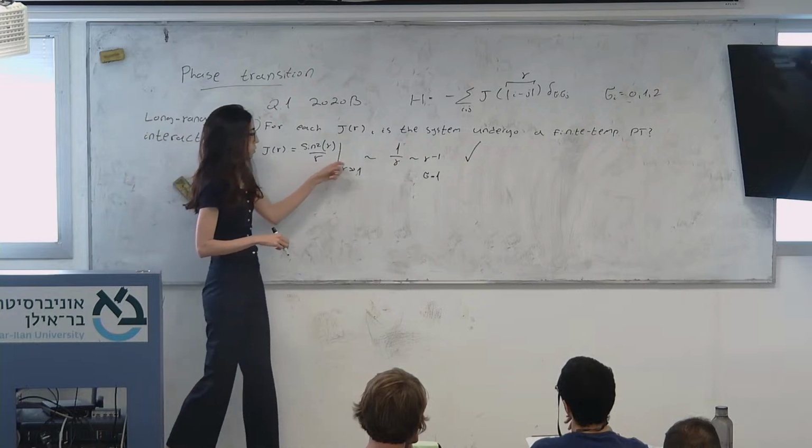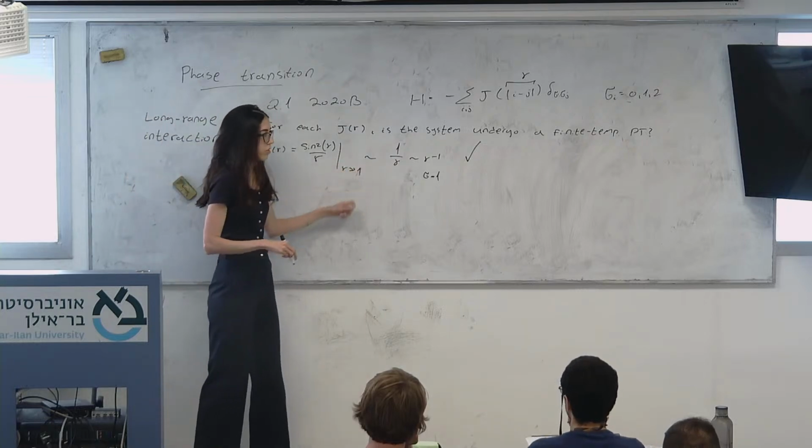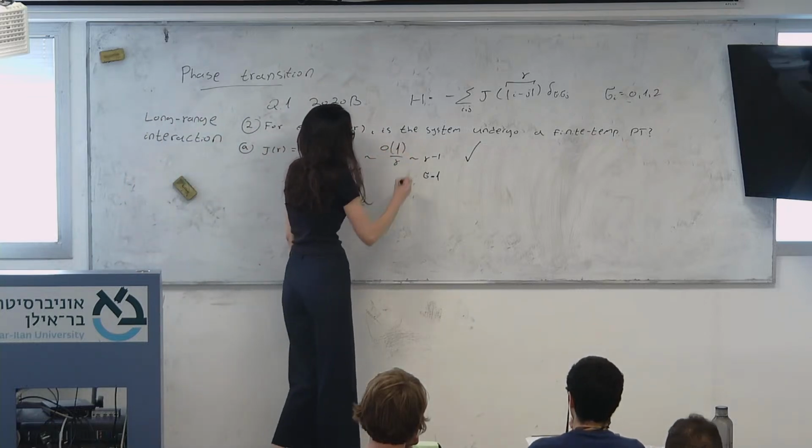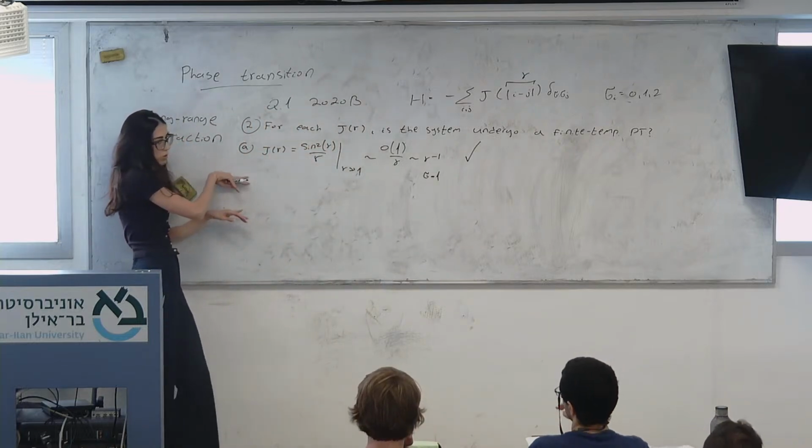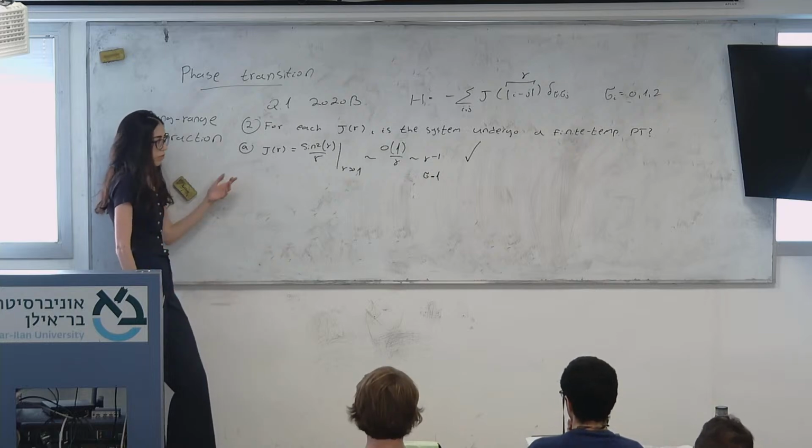No, it's not equal. It's approximately, where R is large. This is like order of 1. Right? The sine goes between -1 and 1. So it's just a number.